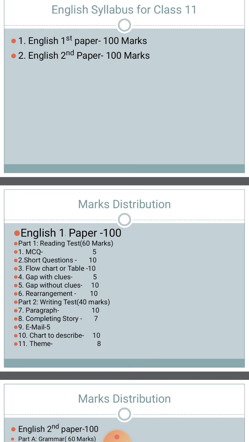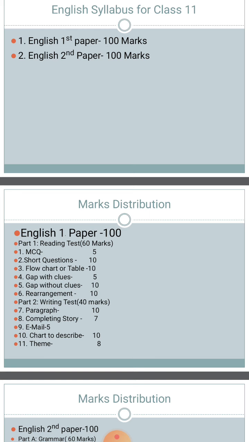Number 3, you will be given one passage, and you have to make a flow chart from this. I think this is a new question for you, and you will learn time to time. You have only 10 marks in this question. Number 4, you will be given one passage to fill in the gaps, and you will be given some clues also, and this carries 5 marks.